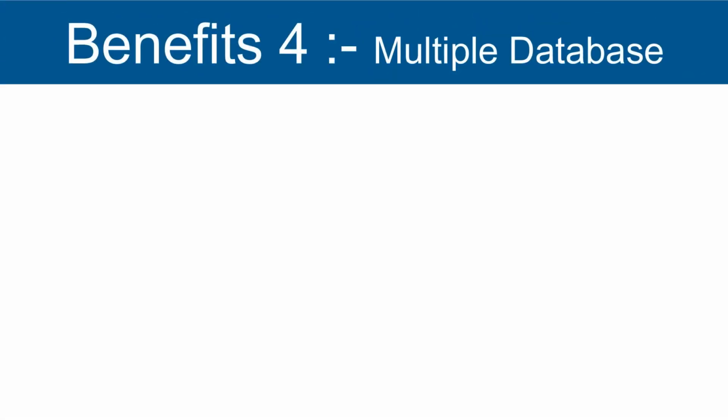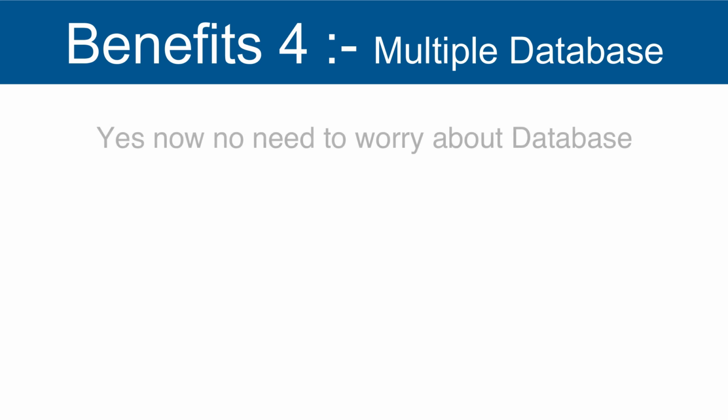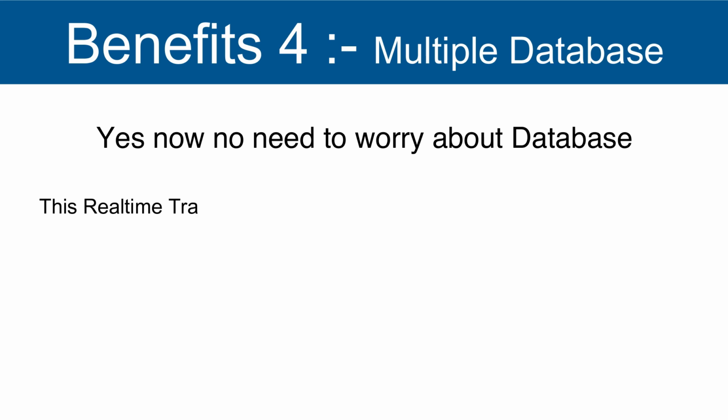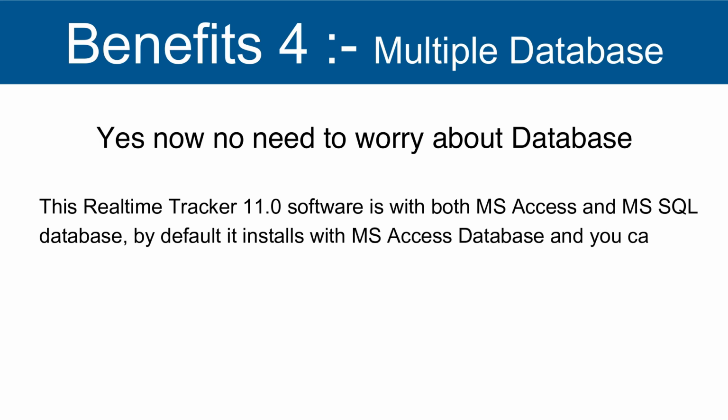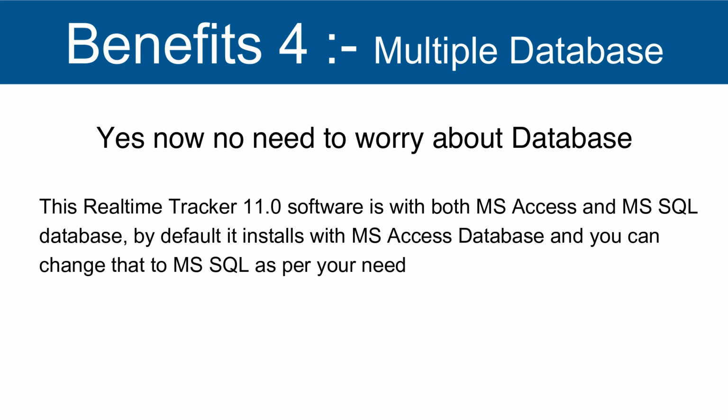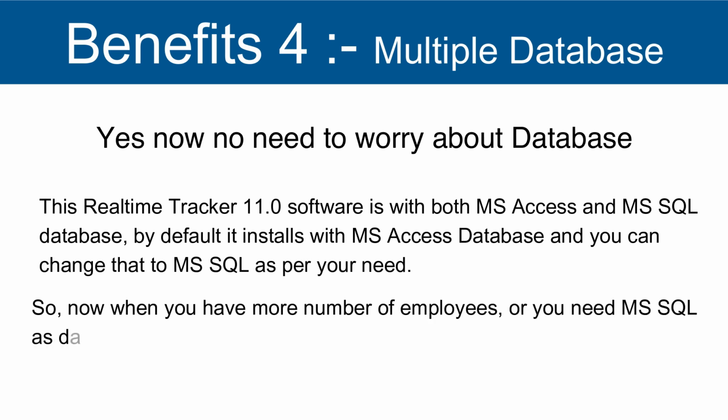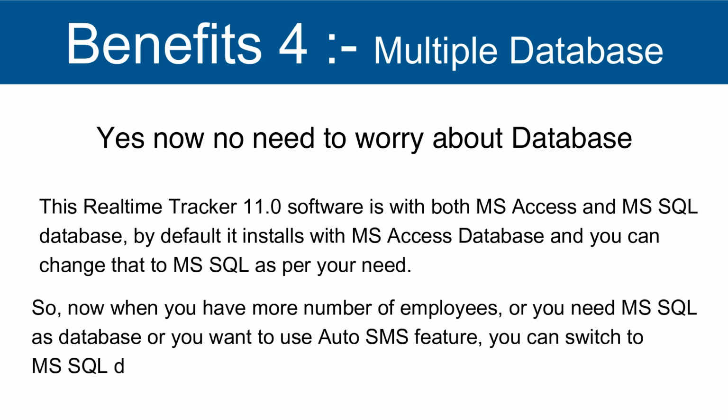Now the next point is multiple databases. Yes, now you don't need to think about what database you are going to need, because this Real-Time Tracker 11.0 software comes with both MS Access and MS SQL database. By default, when you install the software, it starts with MS Access database, and you can change that to MS SQL as per your need. So when you have more employees, or you need MS SQL as database, or you want to use the auto SMS feature, you can switch to MS SQL database just by following easy steps.